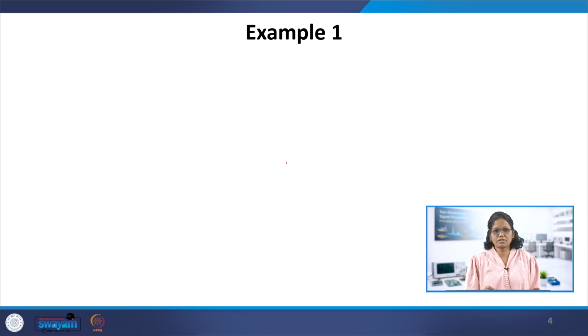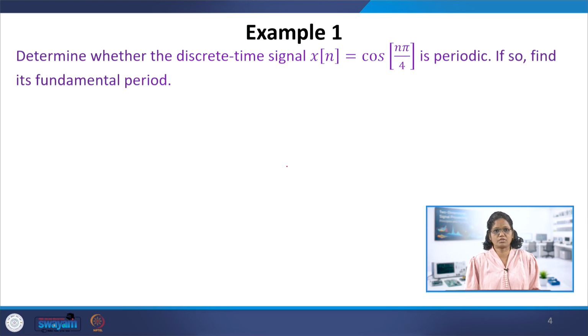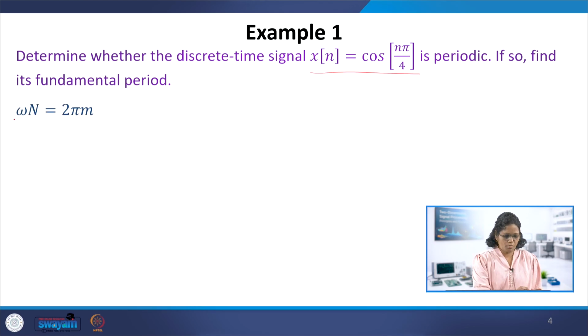Now we'll take some examples of periodic and aperiodic sequences and find the fundamental period. In this case, x of n is cos of n pi by 4, and we need to find out whether it is periodic or not. If it is periodic, we find its fundamental period. So first we find omega n, which is to be satisfied with 2 pi m, where omega by 2 pi is equal to m by n, the ratio. It should be a rational number for periodicity.